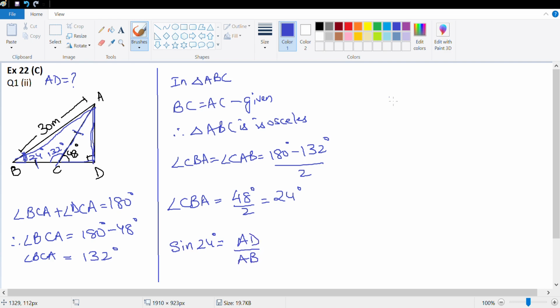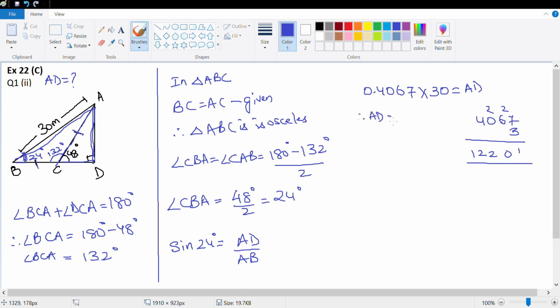Sine 24 degree, the value is 0.4067 multiplied with AB, that's 30. It should give me the value of AD. 0.4067 multiplied with 30 gives 12.201. How many decimals? 4, but 1 gone, which means 3. Therefore, AD is equal to 12.201 meter.